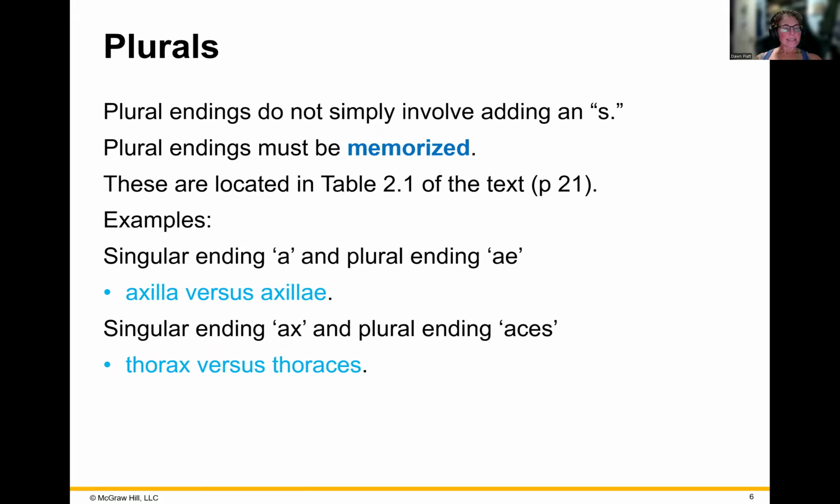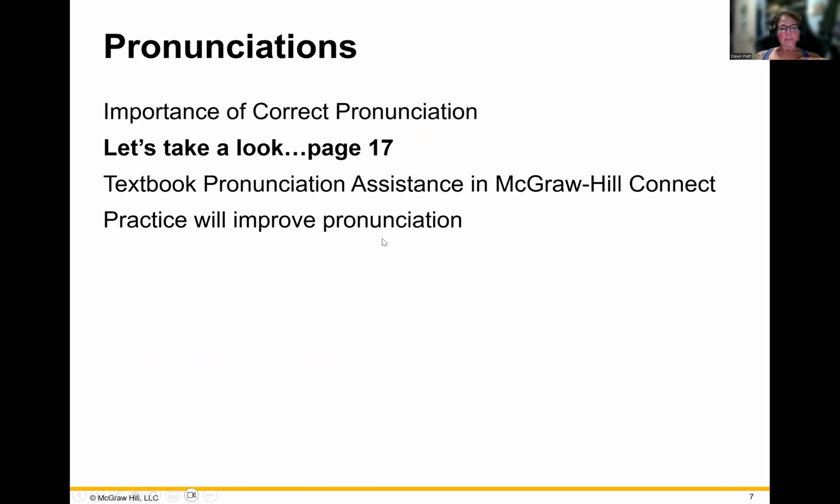Thorax is the next example that they give you. Thorax meaning the chest, one thorax, two thoraces. So you can see they're pronounced differently, but they have the same meaning of the chest. It's just thorax is one chest, thoraces is two. Excuse me. So let's take a look in our book.